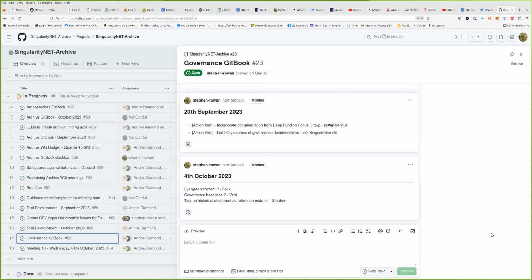But from an archival documentation point of view, I feel that we're kind of at the stage where we're just trying to capture what's going on, and it still feels very much like a work in progress, certainly on the ambassador's side. Definitely work in progress. Yes. Yeah. So there is a place for the Governance Gitbook, and that's to document what happens. Is that what people think?